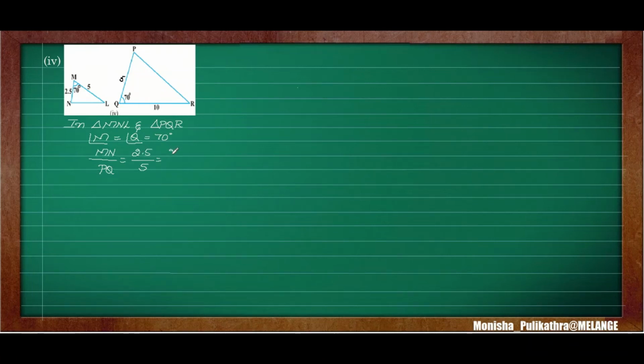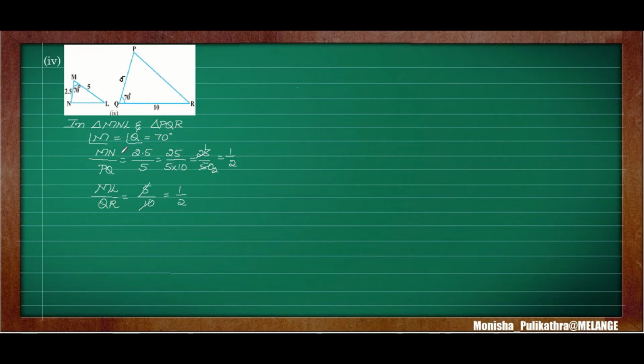So when I remove this decimal point, it will become 5 into 10, so we have to apply a 10 here. So 25 divided by 50. 25 ones are 25, twos are 50. Therefore the ratio is 1 by 2. The next corresponding ratio is ML by QR. ML is 5 and QR is 10. 5 ones are 5, twos are 10, so 1 by 2.